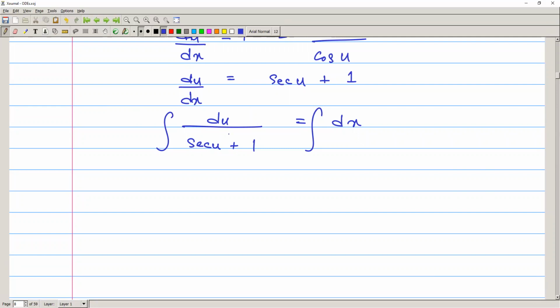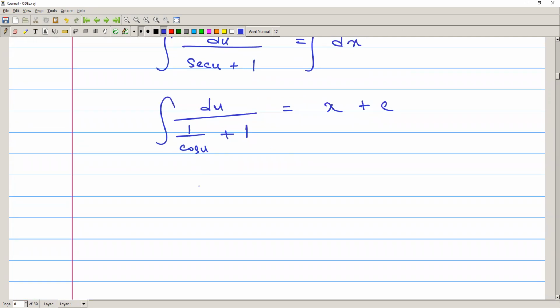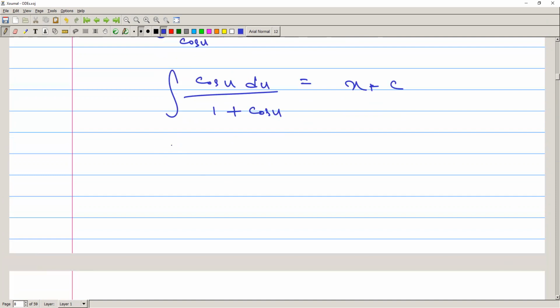So what we can do here is simply manipulate this. So we can write it like this: 1 over (cosine u plus 1) is equal to x plus c, and then this will be cosine u du over (1 plus cosine u) is equal to x plus c. And then simply what we can do is add 1 and subtract 1 here. So it will be like this.